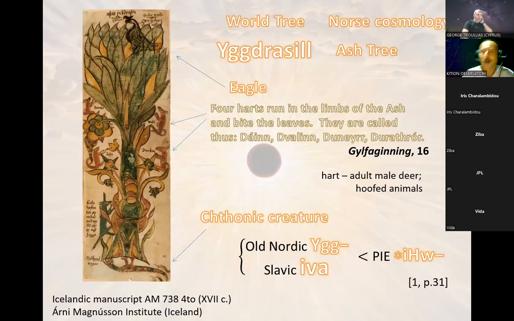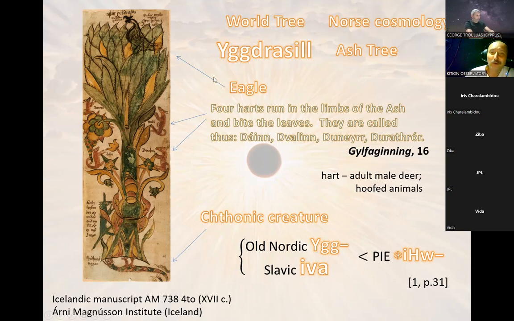Well, I already said that another well-preserved world tree is in Norse cosmology. The name of our tree is Yggdrasil, and it is an ash tree. And this is from a manuscript in Iceland. It's very young, let's say 17th century only. We could not date it more precisely. Anyway, we have this drawing of the world tree there, of Yggdrasil.